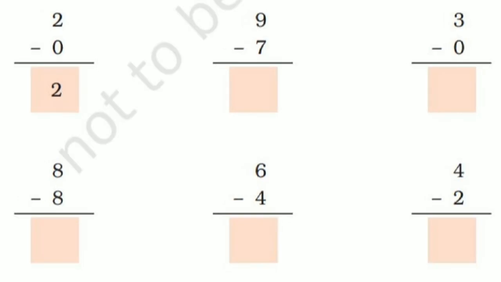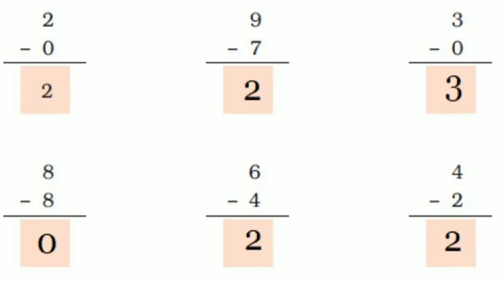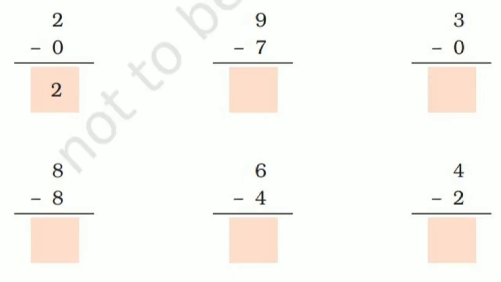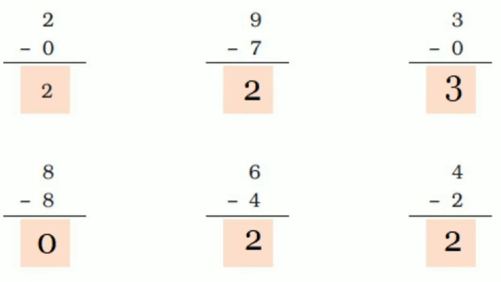Next, 3 minus 0. If we take out nothing from 3, what happens? The 3 remains the same. 3 minus 0 is equal to 3. Next, 8 minus 8. If we take out 8 from 8, what will be remaining? Nothing will be remaining. So 0.